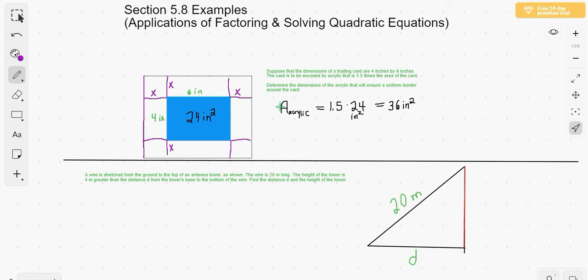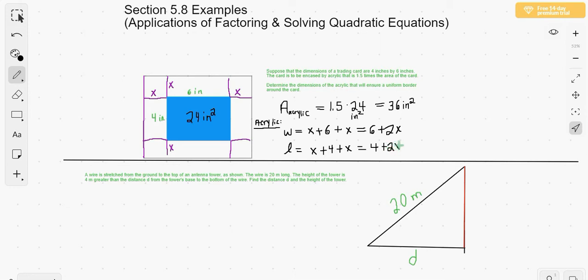So let's write some more stuff down. In particular, we know that the casing's dimensions, the width is equal to x plus 6 plus x, or in other words, 6 plus 2x, and the length is x plus 4 plus x, which is equal to 4 plus 2x. And this is for the acrylic casing, just to be clear what we're talking about.